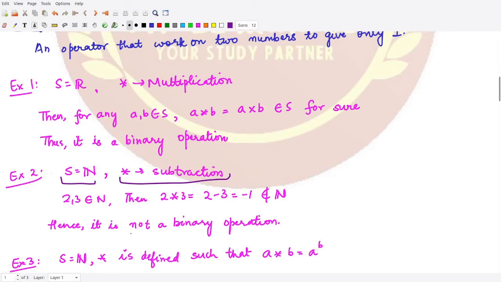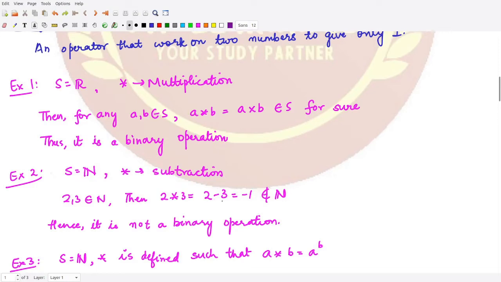So this is not a binary operation. How is this so? Because in this case the property of closure does not hold. That means if you take any two natural numbers and perform this subtraction, suppose we took 2 and 3, when you subtract 3 from 2, you will get -1. Now -1 should also be a member of the given set N, but that is not so. -1 is not a natural number. Therefore this is not a binary operation, right?